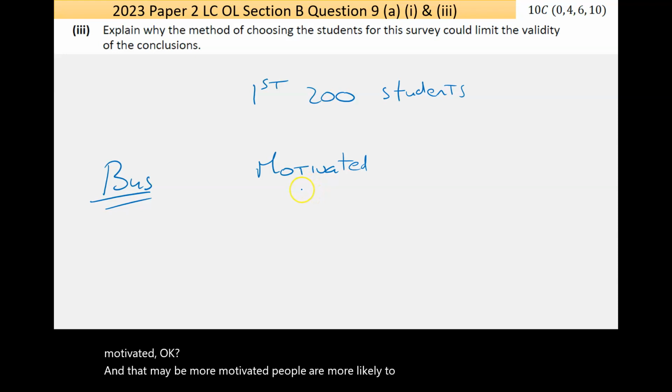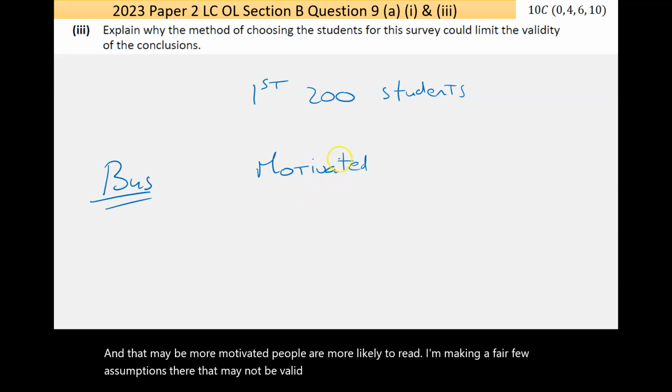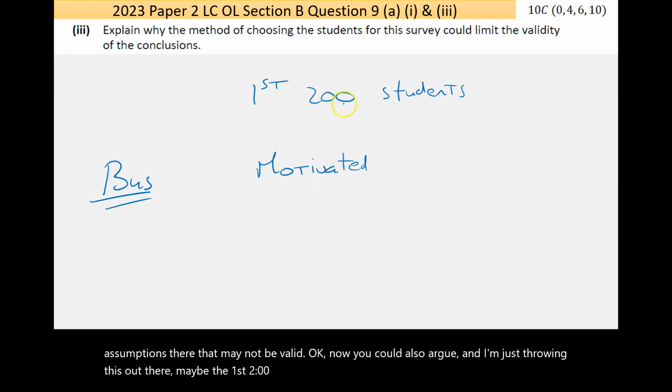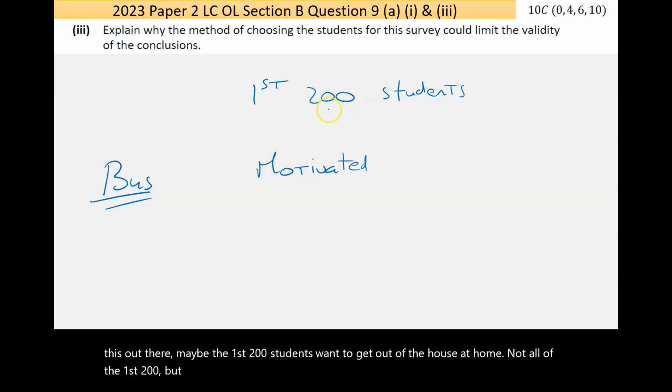Now, I'm making a fair few assumptions there that may not be valid. Okay. Now, you could also argue, and I'm just throwing this out there, maybe the first 200 students want to get out of the house at home. Not all of the first 200, but they are for whatever reasons, and that may affect their reading ability.